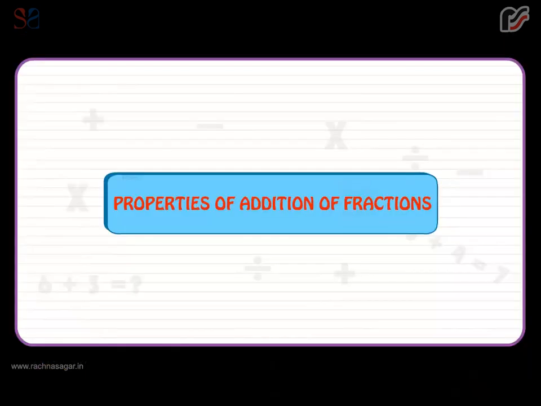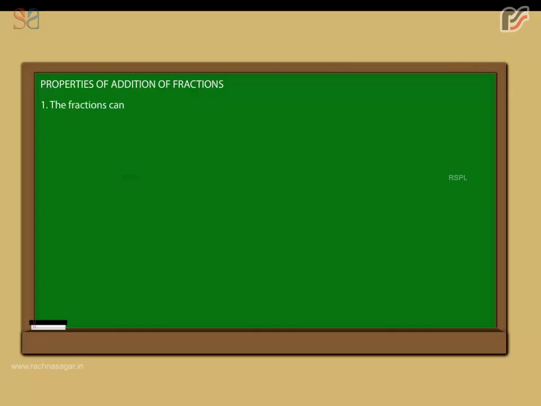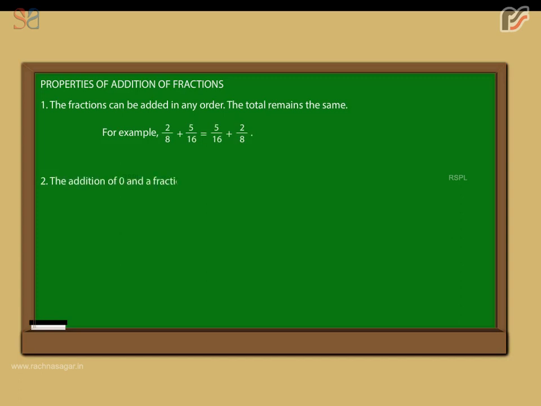Properties of addition of fractions. The fractions can be added in any order. The total remains the same. For example, 2 by 8 plus 5 by 16 is equal to 5 by 16 plus 2 by 8. The addition of 0 and a fraction gives the result as the fraction itself. For example, 0 plus 8 by 10 is equal to 0 by 10 plus 8 by 10, is equal to 0 plus 8 whole divided by 10, is equal to 8 by 10.